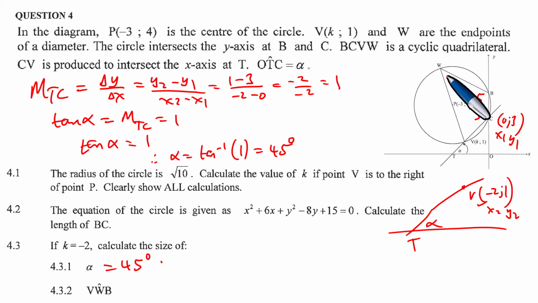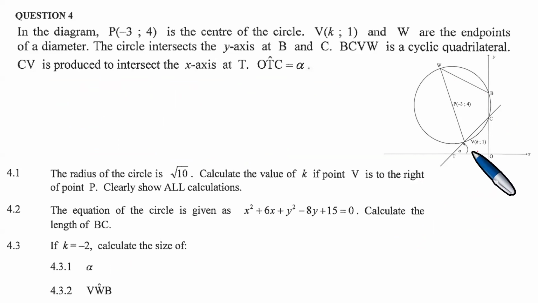VWB. We want the size of this angle here. What is the size of this angle over there? Obviously this angle is way too easy, and we can determine that using a couple of things. But what do we know exactly about this angle here? Let's look at this one very carefully. You already know that this angle is 45 degrees. If this angle is 45 degrees, what is the size of this angle VWB?